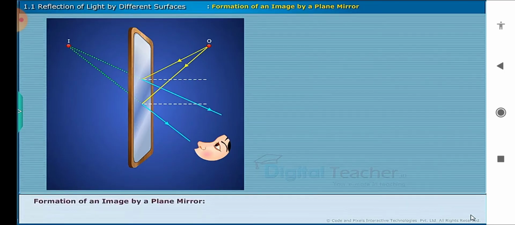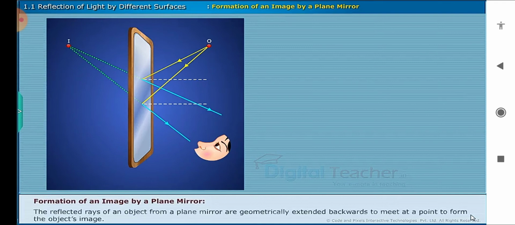Formation of an image by a plane mirror. The reflected rays of an object from a plane mirror are geometrically extended backwards to meet at a point to form the object's image. Let us use geometric models to understand this concept in detail.